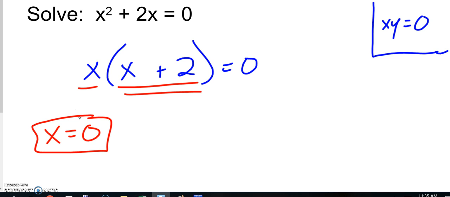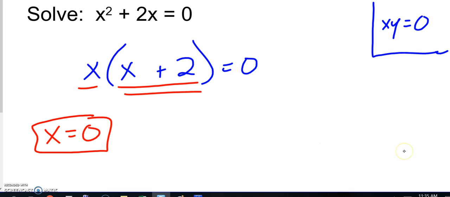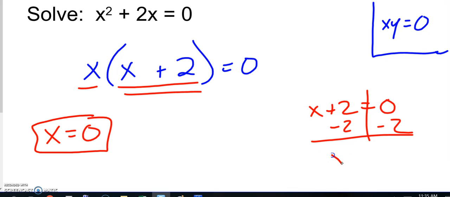If x is 0, it would be 0 times 0 plus 2. It doesn't matter what we get in there, because 0 times anything is just going to come out to 0. So that is one of our solutions, and our quadratic crosses at x equals 0, the origin. Secondly, we take our second factor, x plus 2, and set that equal to 0. It's pretty obvious that in order to make this 0, x would have to be negative 2.